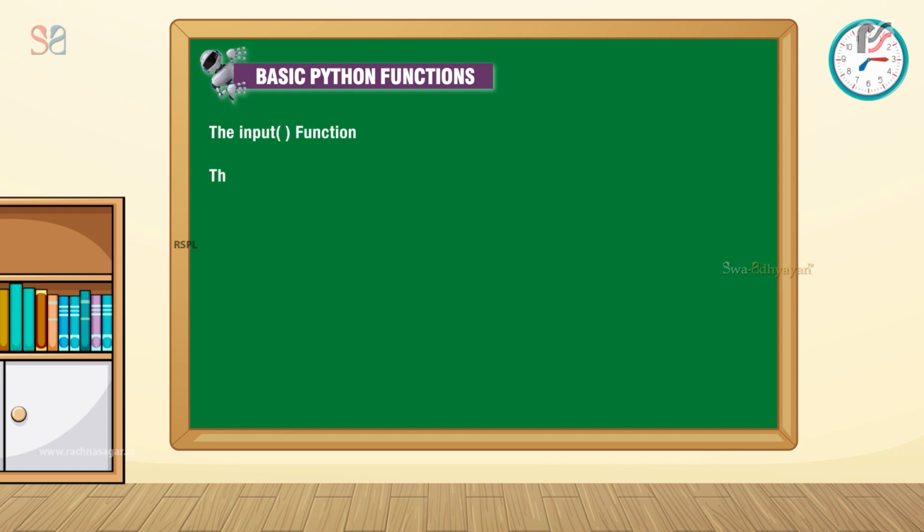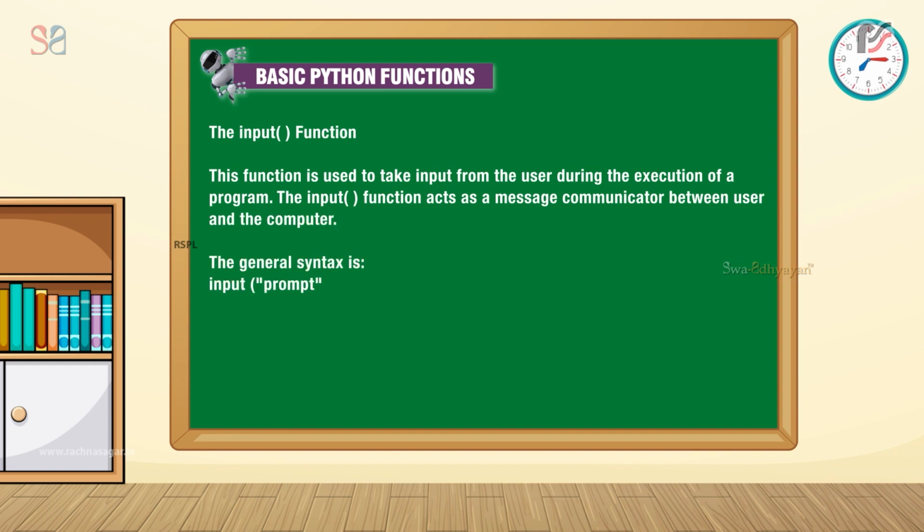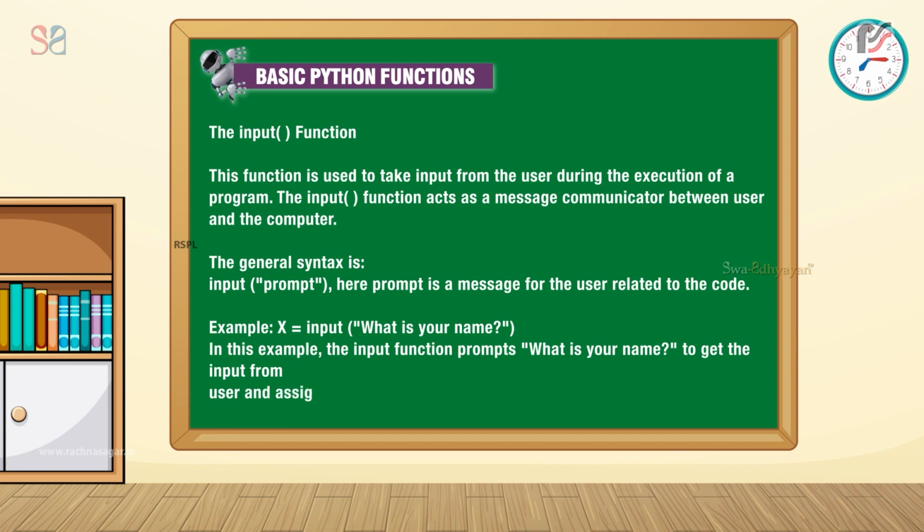The input function is used to take input from the user during the execution of a program. It acts as a message communicator between user and computer. The general syntax is this. Here, prompt is a message for the user related to the code. Example is x = input. In this, the input function prompts, what is your name? To get the input from the user and assign it to the variable x.